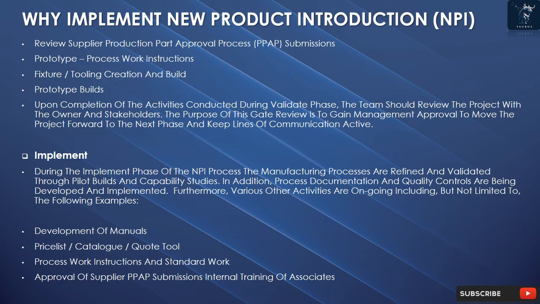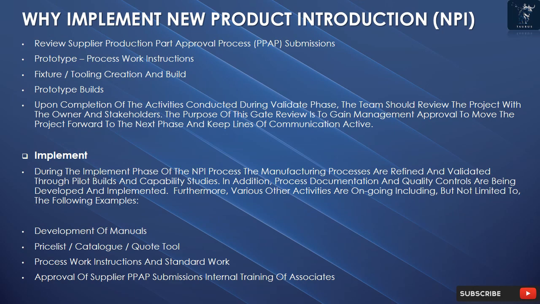Upon completion of the activities conducted during the validate phase, the team should review the project with the owner and stakeholders. The purpose of this gate review is to gain management approval to move the project forward to the next phase and keep lines of communication active.